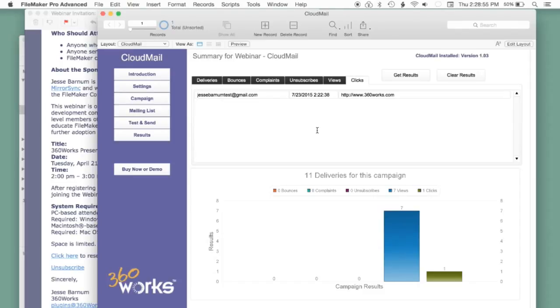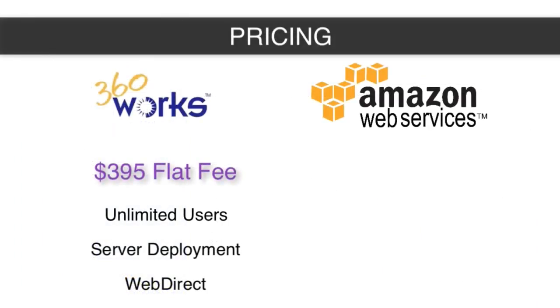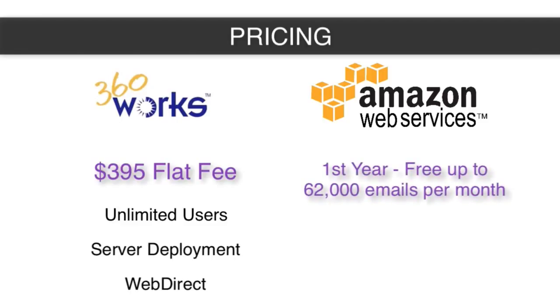Before I forget, let me mention the Amazon pricing component of that, because I don't want people to not realize that. Well, it's $9 a month. It's for the first year. It's free for up to 62,000 emails per month. If you go over that limit, it's $1 per 10,000. So it's basically a penny per 100 emails.